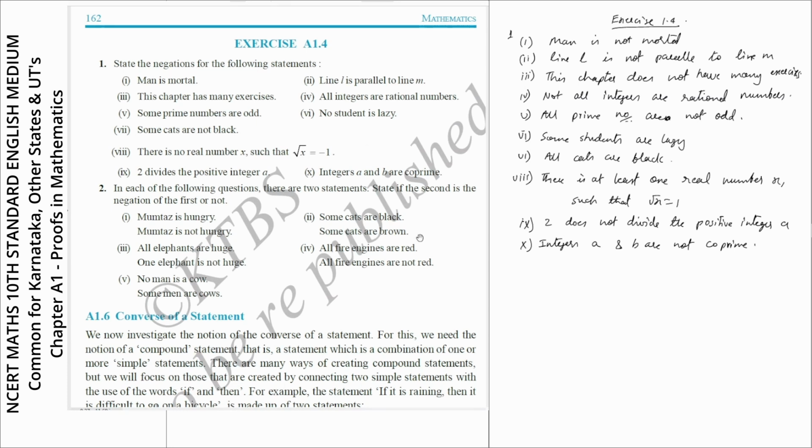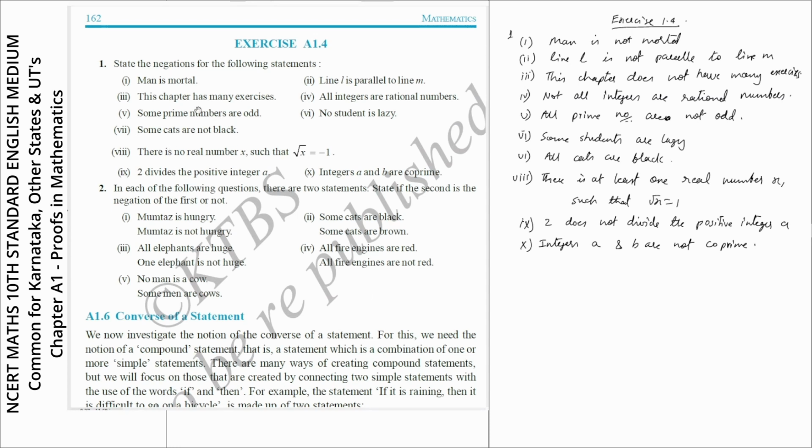Sub question 6, no student is lazy. So that means all the students are not lazy. If this statement is true, if none of the students are lazy, then to make this statement false, there should be at least one student who is lazy, right? So therefore in the answer I'll write: some students are lazy. This is the negation.